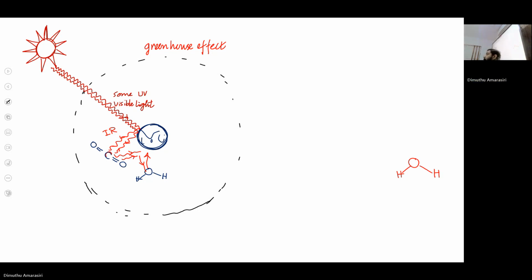Otherwise, this will be a frozen planet. Get it? But what happened? I will explain later. Then the end of the greenhouse effect. Describe what the greenhouse effect is. Write it in 4 or 5 statements.